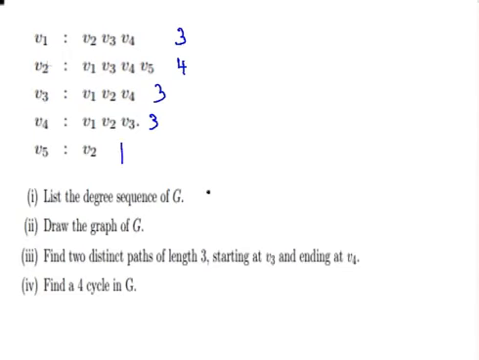So we'd actually write the degree sequence in descending order. So we'd start with 4 first: 4, 3, 3, 3, and 1. The next thing we have to do is draw the graph.